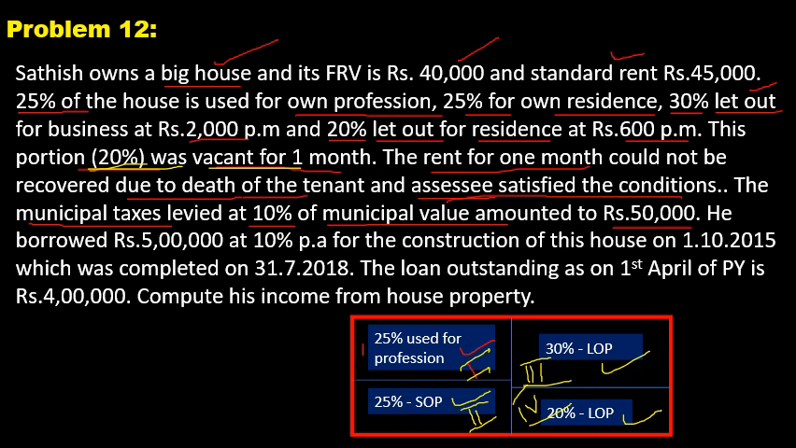Next point is, he borrowed rupees 5 lakh at 10% per annum for the construction of this house on 1st October 2015, which was completed on 31st July 2018.